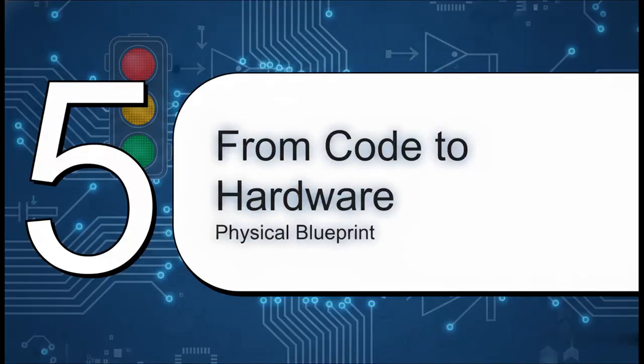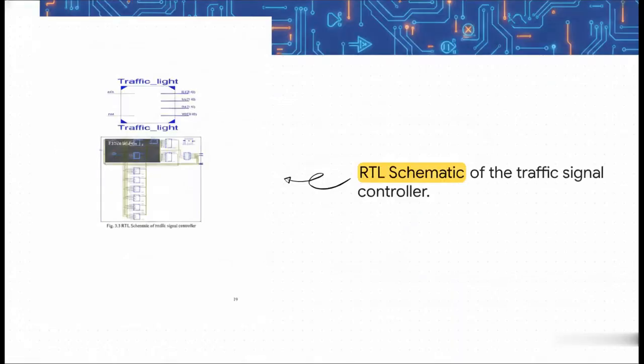Finally, let's zoom all the way back out to the physical world. In Section 5, from code to hardware, creating the physical blueprint. This generated RTL schematic, which stands for Register Transfer Level, captures that exact transformation perfectly. It highlights how our typed Verilog code has been totally transformed by the software into a complex network of physical logic gates and wires. That central block, labeled traffic light, now contains all the counters, all the state machines, and the logic we just discussed mapped out into an actual physical electrical circuit design.